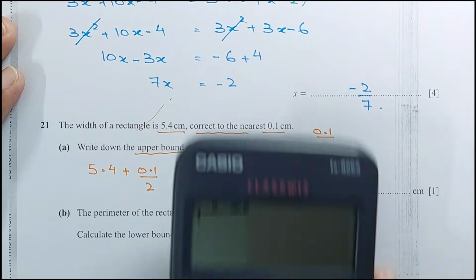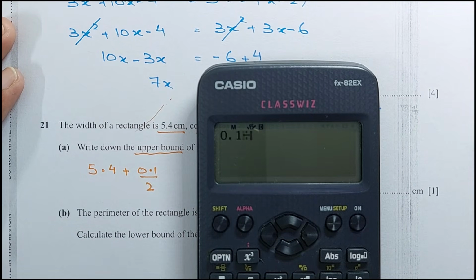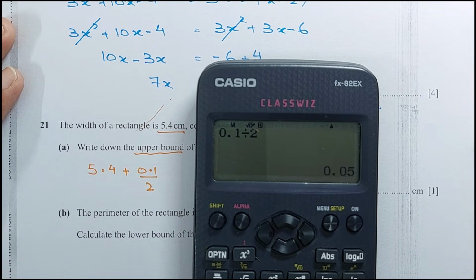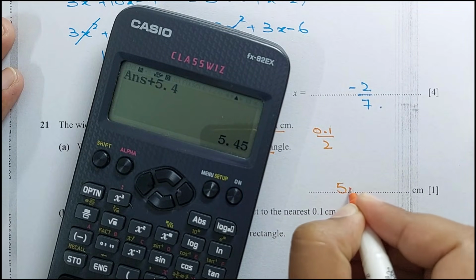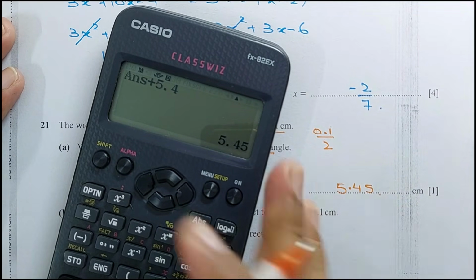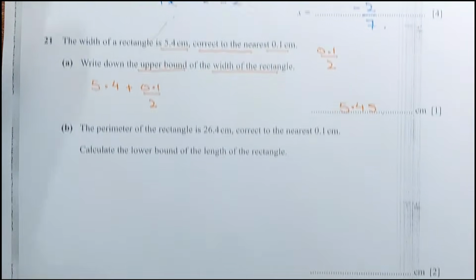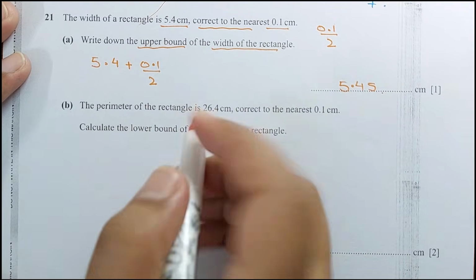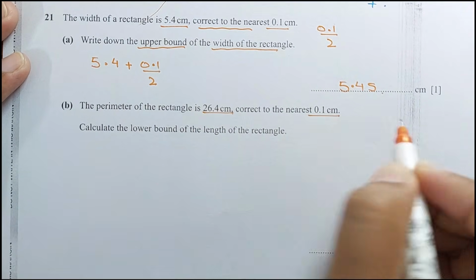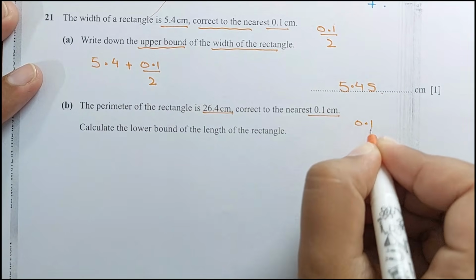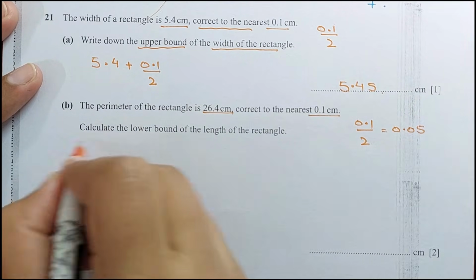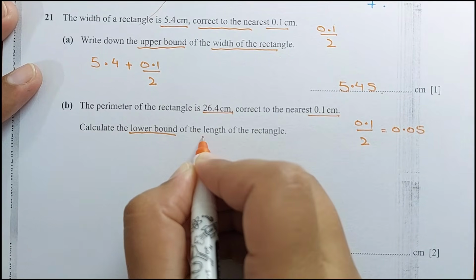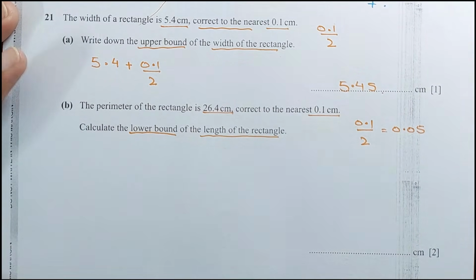Okay, so they just asked for the upper bound. 0.1 divided by 2 is 0.05. You add it to 5.4. This is 5.45 centimeters, right? Part B, the perimeter of the rectangle is this much, correct to the nearest 0.1 centimeter. So 0.1 divided by 2 again, which is 0.05. Calculate the lower bound of the length of the rectangle.